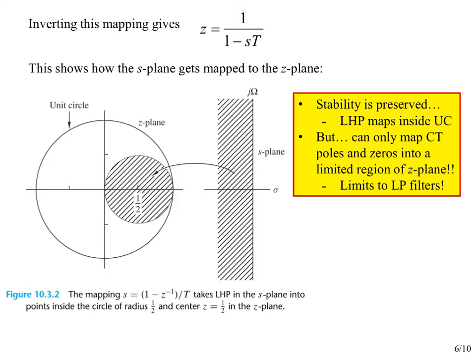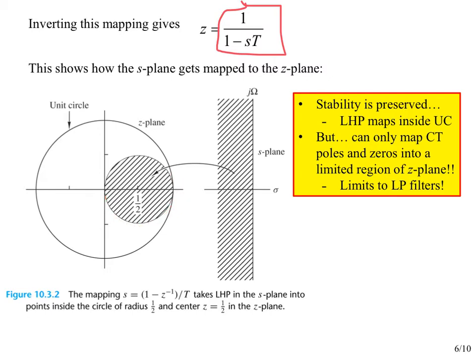So to understand what's happening here, we just had S is equal to something in terms of Z. If we solve that for Z, we now get Z is equal to this, and that allows us to see how the S plane gets mapped to the Z plane this way. And so what we can see is that the entire left half plane gets mapped into this circle of diameter 1 centered at 1/2. So that's kind of an odd thing.